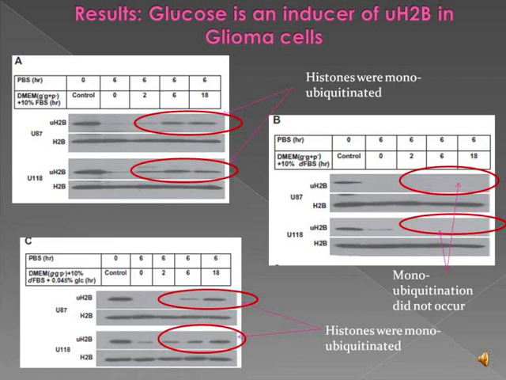These results indicate that glucose is actually an inducer of UH2B in glioma cells. From the Western blot in sample A, this suggests that histones were mono-ubiquitinated. However, in sample B, mono-ubiquitination did not occur. This is because the dialyzed FBS may have removed small molecules such as glucose metabolites which were present in the FBS. Sample C was used to test whether glucose is definitely responsible for ubiquitination in glioma cells. UH2B was recovered after glucose incubation, hence glucose is definitely required.